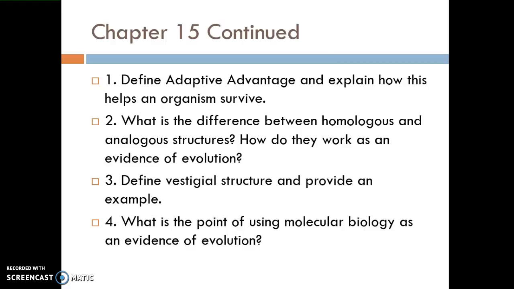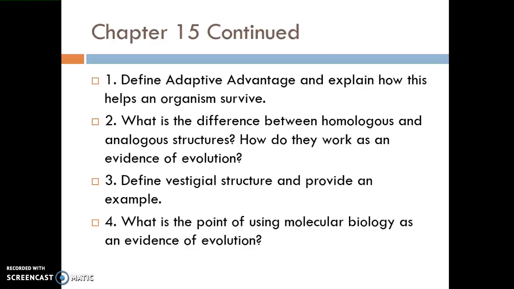Okay, 2, what is the difference between homologous and analogous structures? How do they work as evidence of evolution? So analogous structures are body parts that are similar in function due to environmental pressures, but they don't look the same, like they didn't come from the same family. They look similar, they have similar functions, but they didn't come from the same evolutionary tree or evolutionary family.